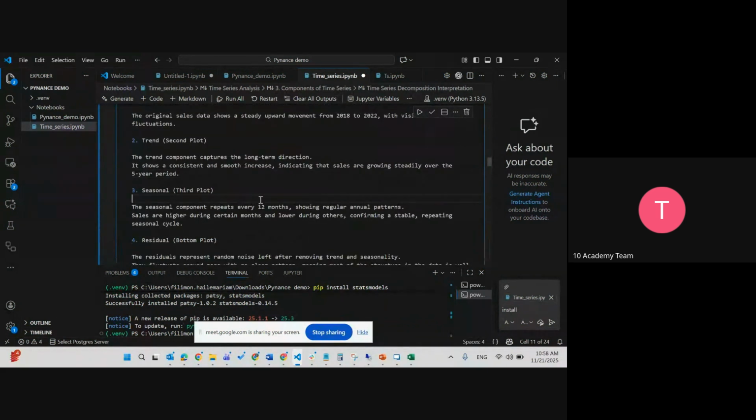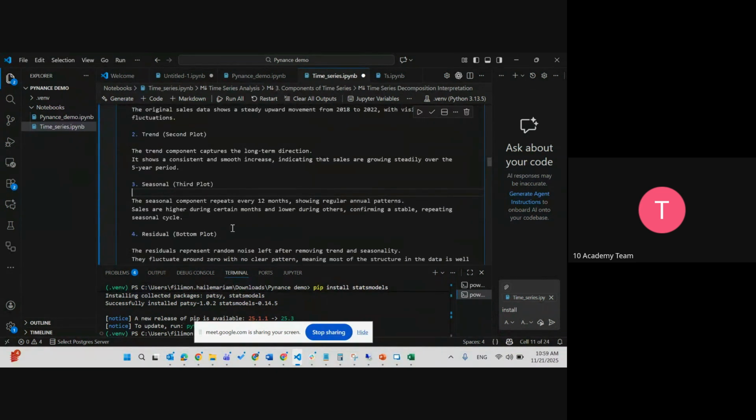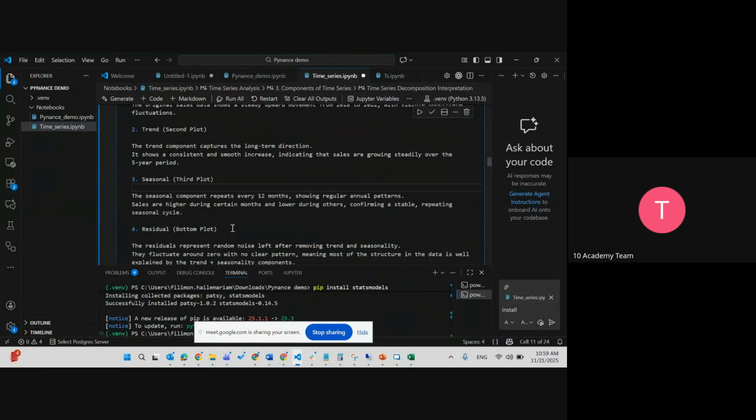Seasonal: the seasonal component repeats every 12 months, as you can see here. This is like 1 month, 1 year, so it goes up. The seasonal component repeats every 12 months, showing regular annual patterns. Sales are higher during certain months and lower during others, confirming a stable and repeating seasonal cycle. So we can understand this from our data.